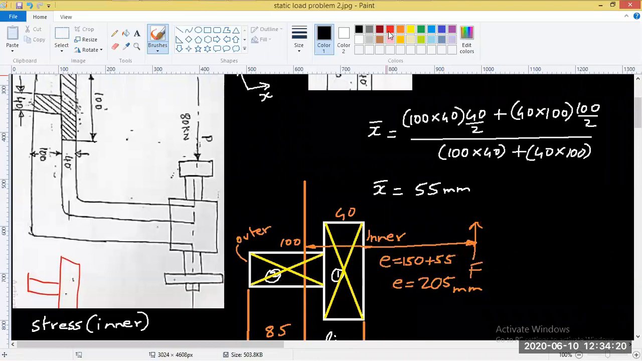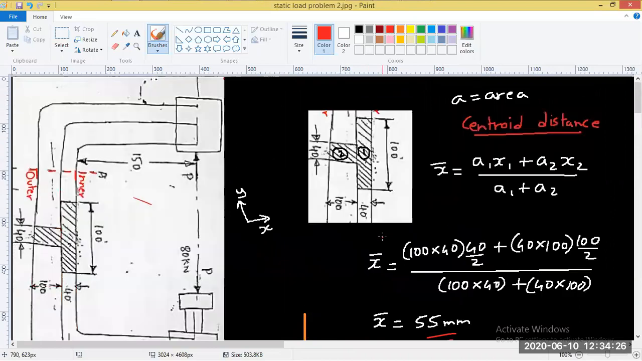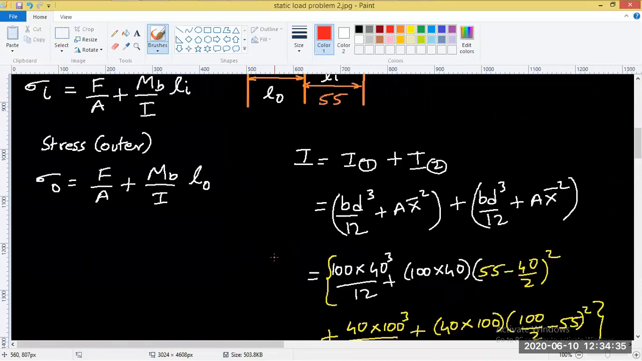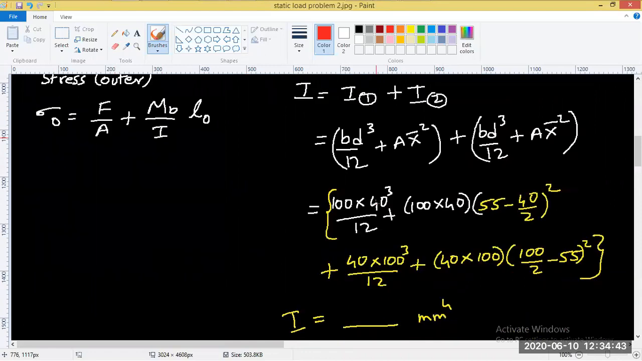Once we came to know that, we defined it from the inner portion. So we consider this starting from the x point. So the inner portion is 55, that is the length of inner and outer. Next we defined the governing equation, including both the axial and bending moment. Then we found the moment of inertia of the entire body, in this fashion, right?